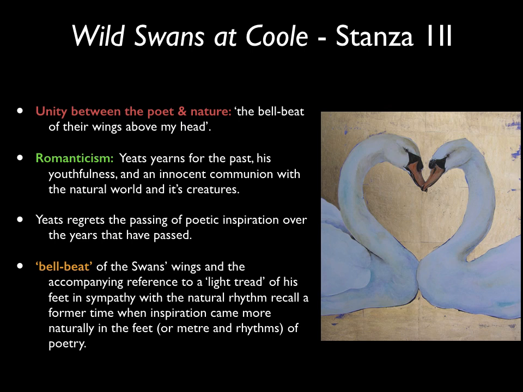Looking at the romantic influences on Yeats here and the romanticism reflected in the poem, we see here in the poem that Yeats yearns for the past. He hopes again for the past that is now obviously beyond him because he's in the present. His youthfulness, of course, which is a feature of his past, and it's a feature of all of our pasts, and an innocent communion with the natural world and its creatures. He yearns for a time when life seemed simpler.